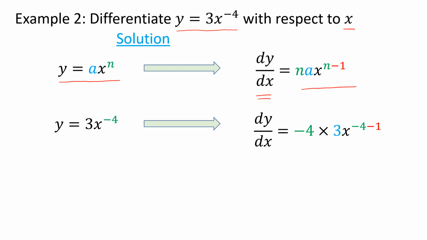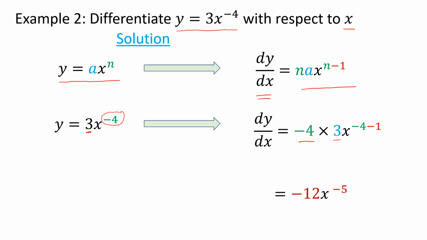So according to the general rule of differentiation, we shall take the power, which is negative 4, and then multiply by the coefficient before the independent variable, which is 3. And that is what we have done here. We have taken negative 4, the power, and we have multiplied by 3, the coefficient. And then on the power, we have taken negative 4, which was the power, and we have subtracted 1.